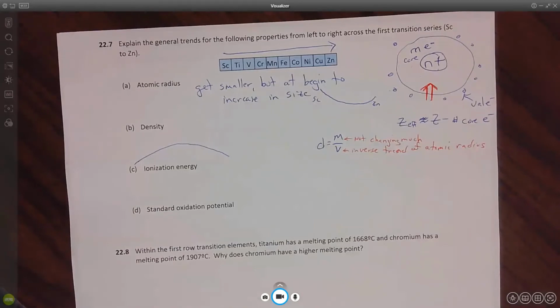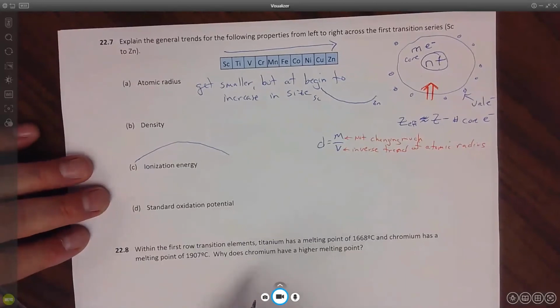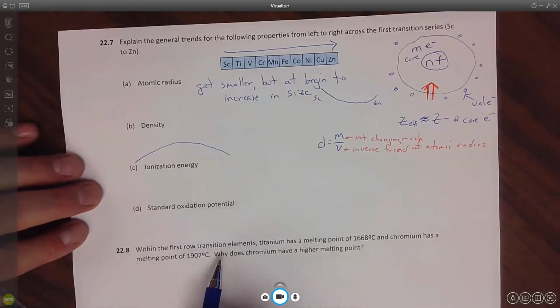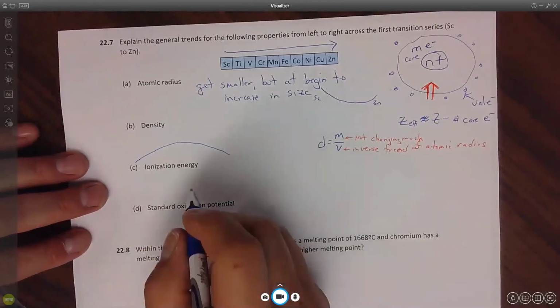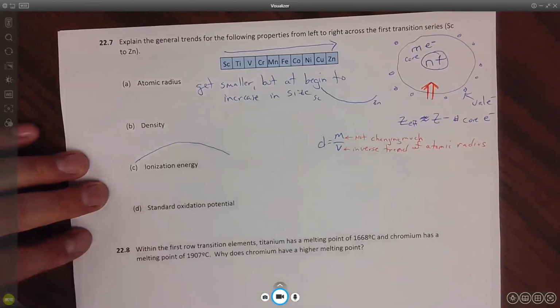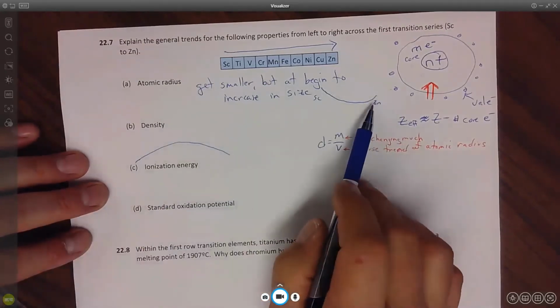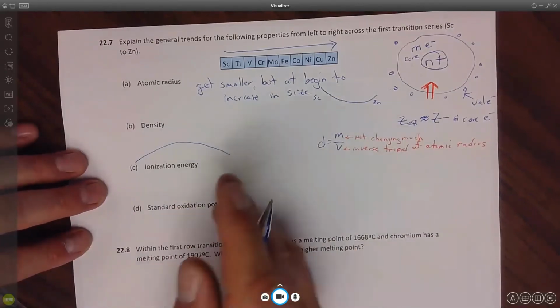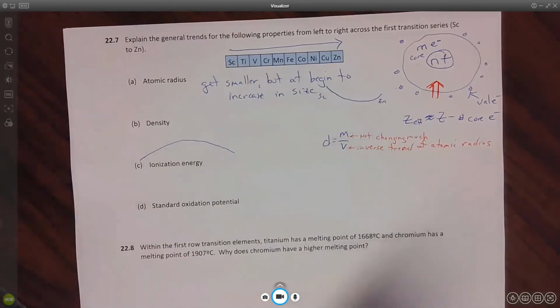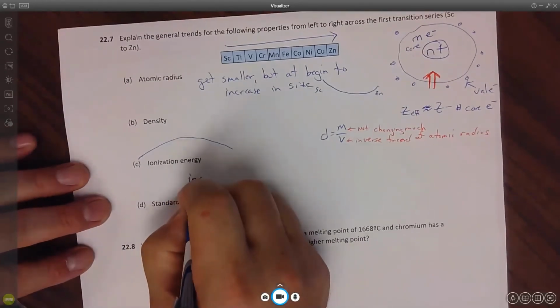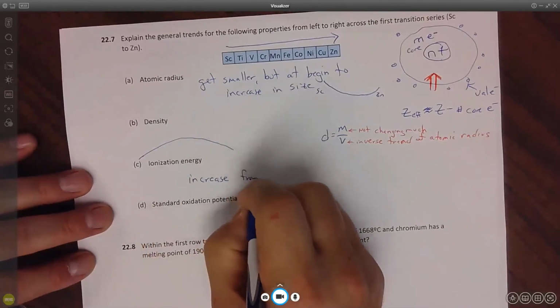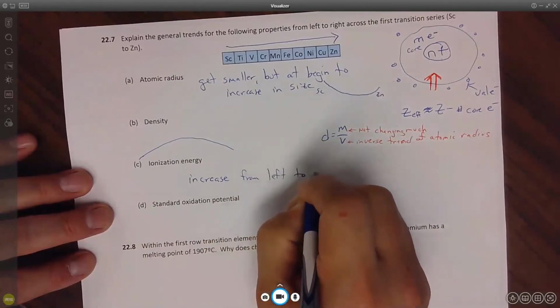Okay. What about the ionization energy? Taylor, what happens to the ionization energy? Does it increase? It generally just increases, right? And again, we'll see the same thing at the end, okay? But generally, they increase from left to right across the series. So basically, they simply increase. There are some small anomalies, but they increase from left to right.